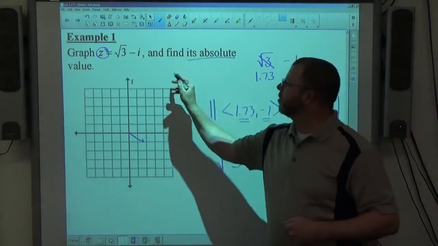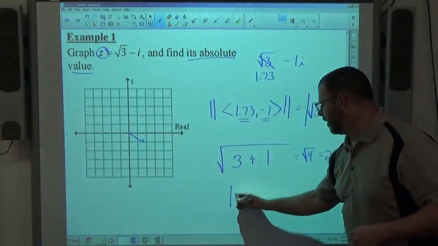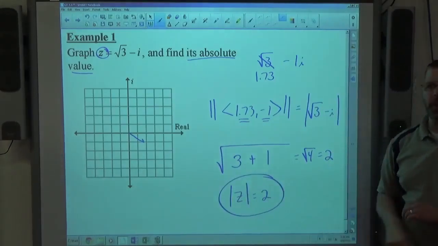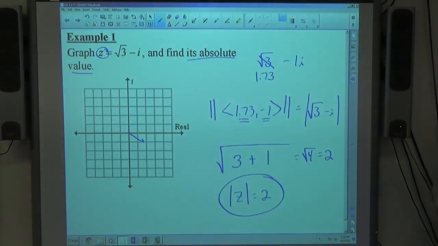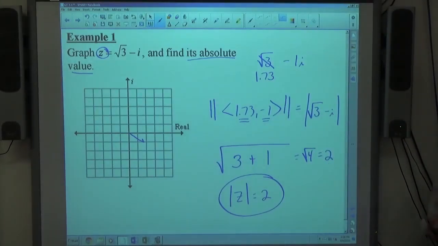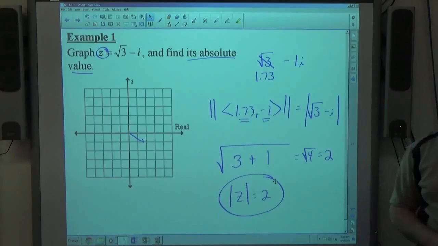So find this absolute value. The absolute value of z equals 2. That's how I'd like you to write your answer on that too. So z is the complex number, its absolute value equals 2. And again, all that is the length of the vector created by the complex number.